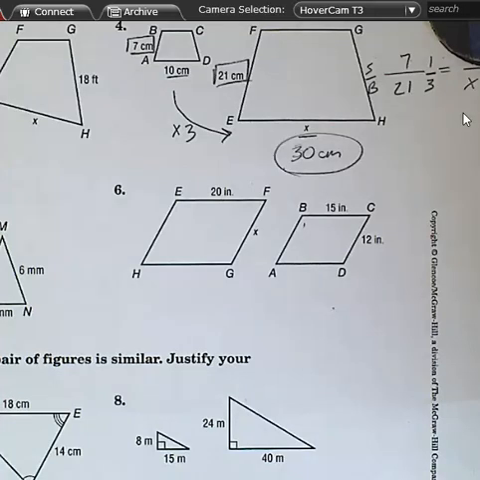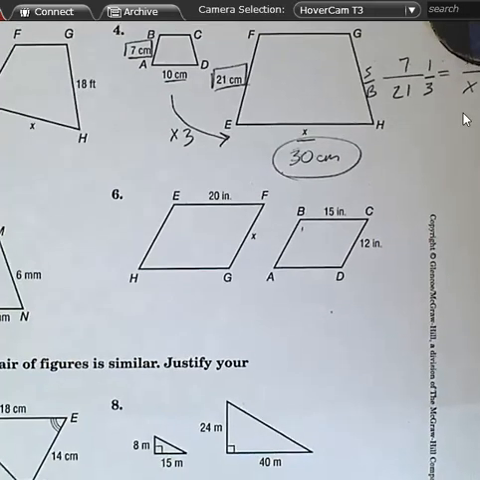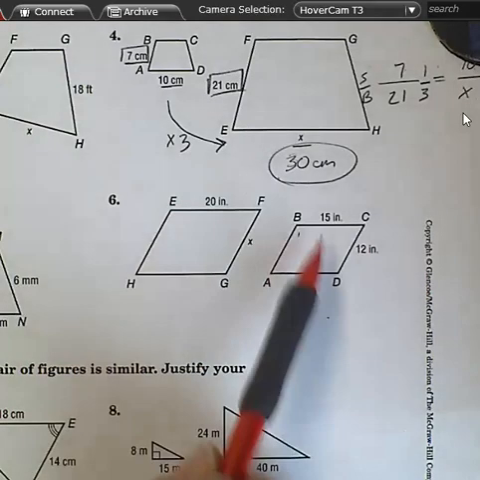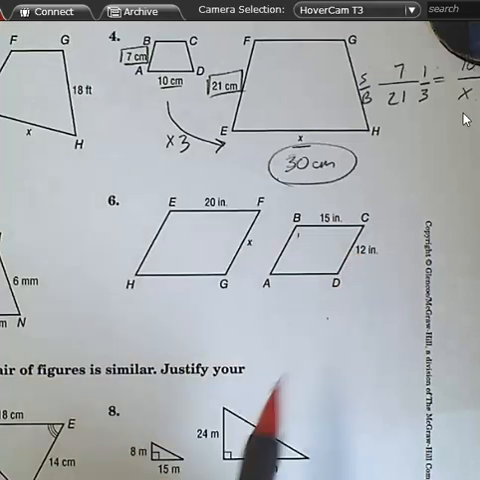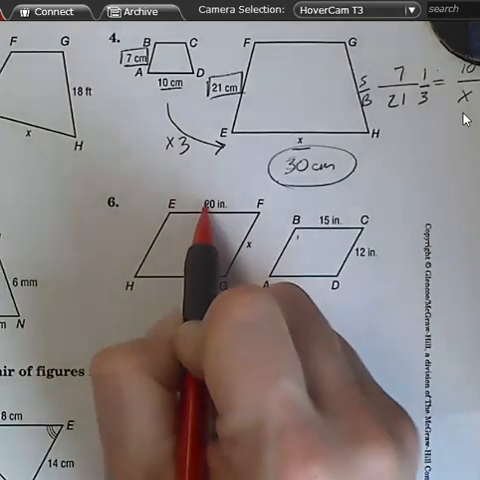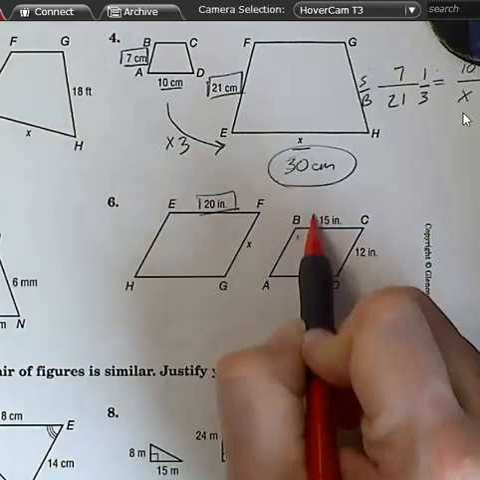Yes, Raylyn? Aren't all of them corresponding to you guys? They are so not. I'm so glad you said that. She said, aren't all of them corresponding? Oh, no, look at them. They're not, because it's 15 and 12, right? Should be EF to BC. Good. EF and BC match each other.